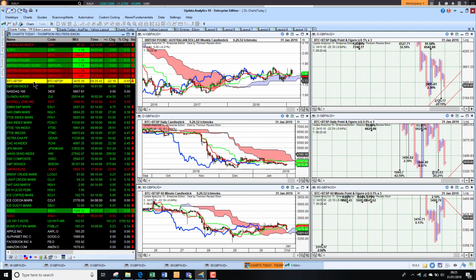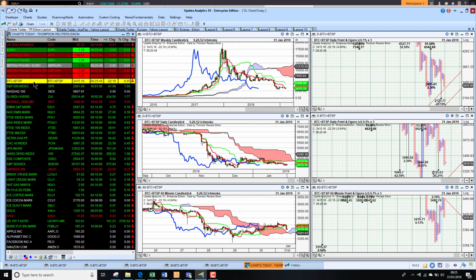Bitcoin still pretty much a basket case, sitting down another 2/3% last night. We're just hovering at this $3,000 level, and so it's bearish on all three time frames for Bitcoin.